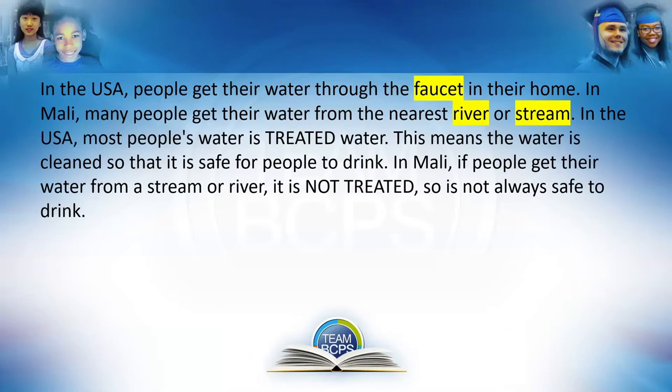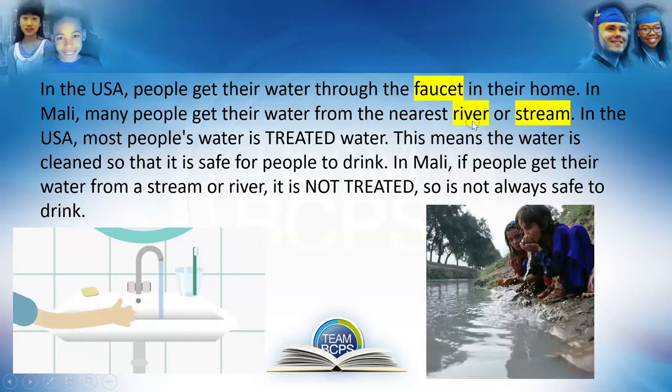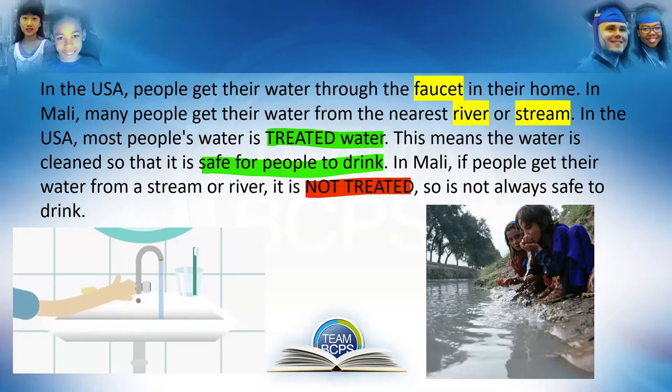So in the USA, people get their water through the faucet in their home. In Mali, many people get their water from the nearest river or stream. In the USA, most people's water is treated water. This means the water is cleaned so that it's safe for people to drink. In Mali, if people get their water from a stream or a river, it is not treated, so it is not always safe to drink. So it's not always clean.